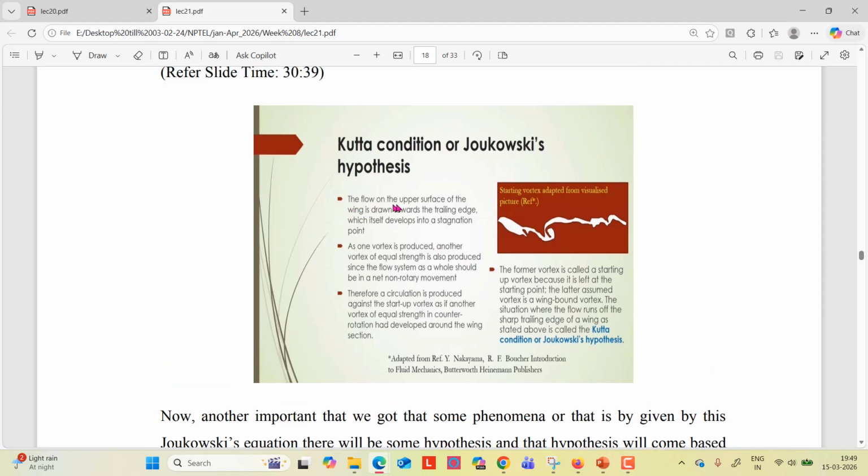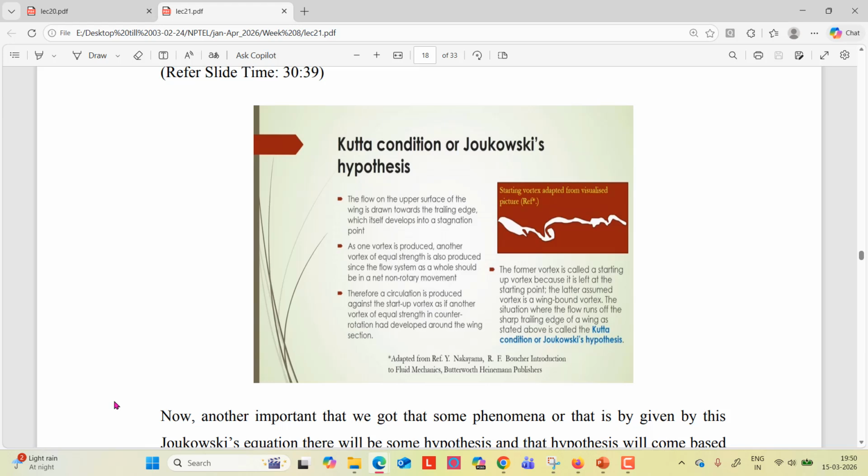The flow on the upper surface of the wing is drawn towards the trailing edge, which itself develops into a stagnation point. You remember the A point. As one vortex is produced, another vortex of equal strength is also produced, since the flow system as a whole should be in net non-rotatory motion, right? At the B position, if you remember.